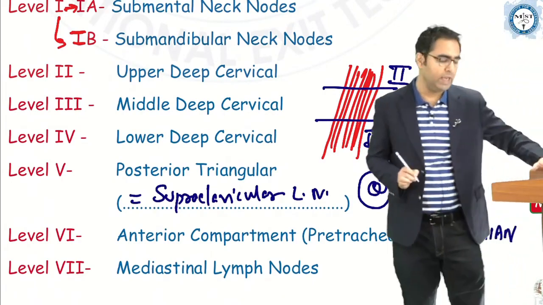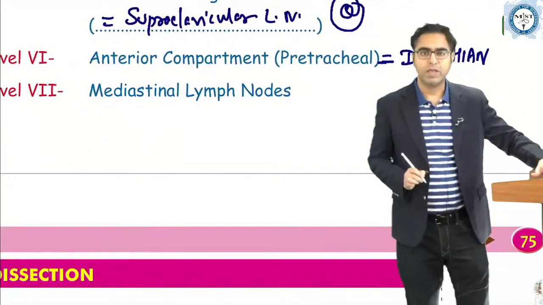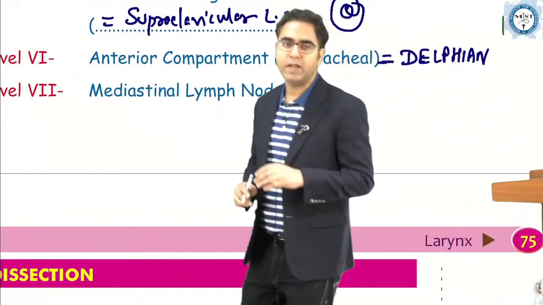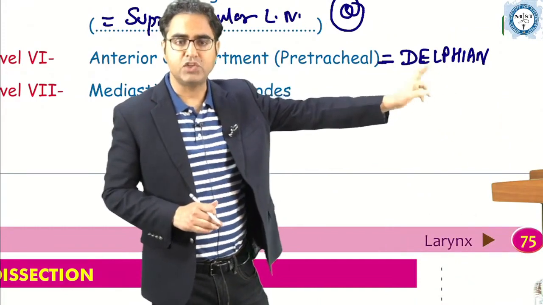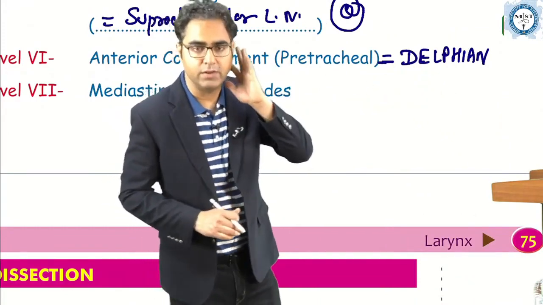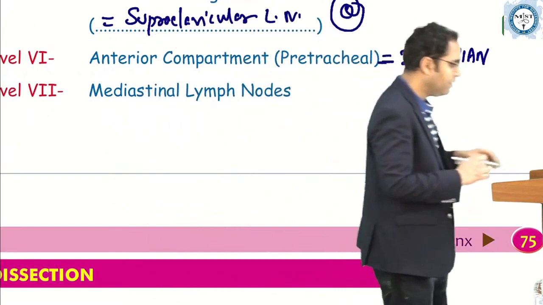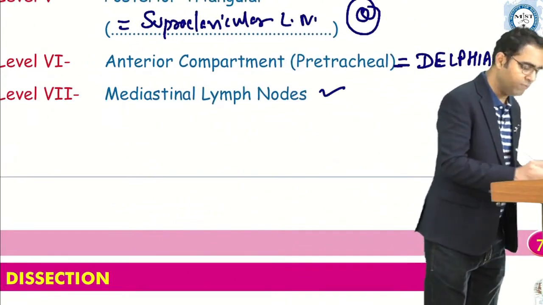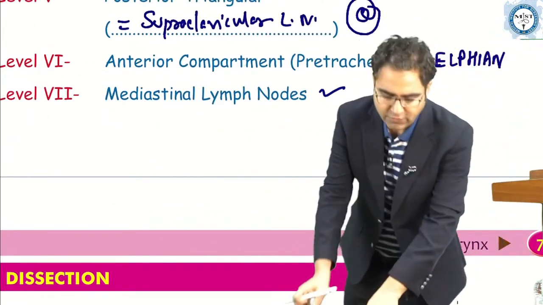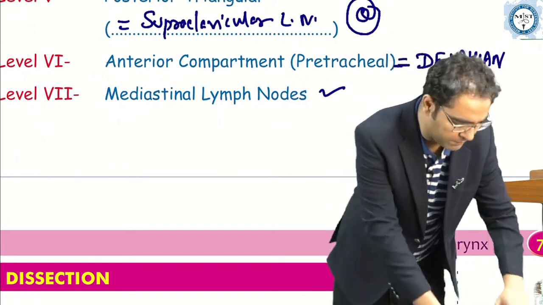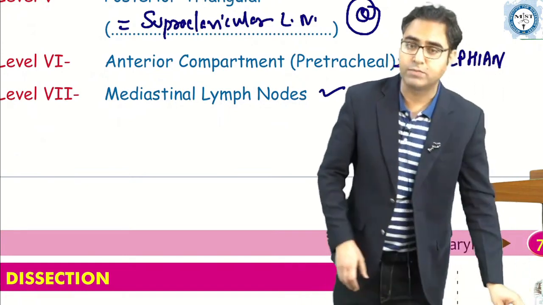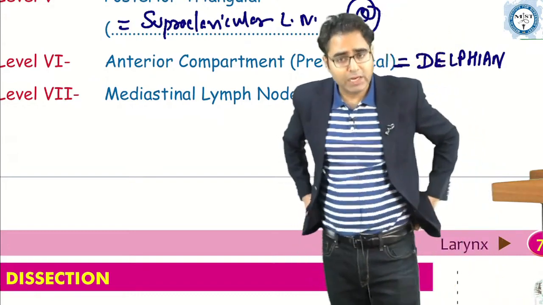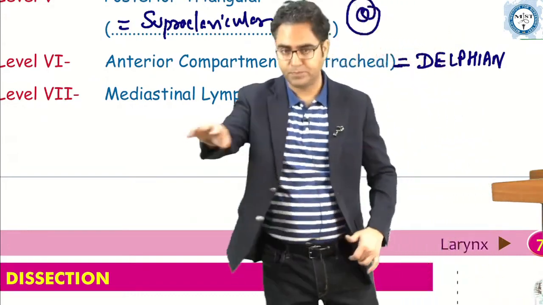Delphian lymph node, D-E-L-P-H-I-A-N. Level 6 is the anterior compartment, or pretracheal, or Delphian lymph node. And level 7 is the mediastinal lymph node. A doctor must know these levels. Neck nodes, anatomy, and otherwise in your clinical life also you'll need it.